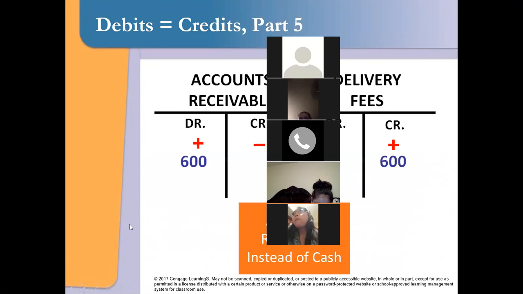So think of it this way. Anytime you do a sale, it's either going to be cash or accounts receivable. Either one you do, there'll be a debit in that account. If it were a cash sale, it would debit the cash. If it's a sale on account or a credit sale, we would debit accounts receivable. These are both assets. Any questions on that?